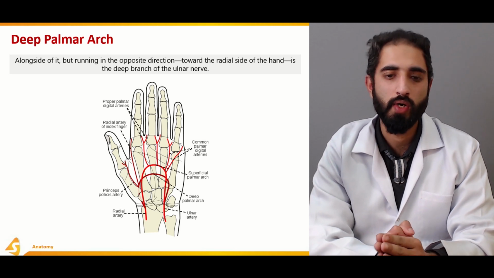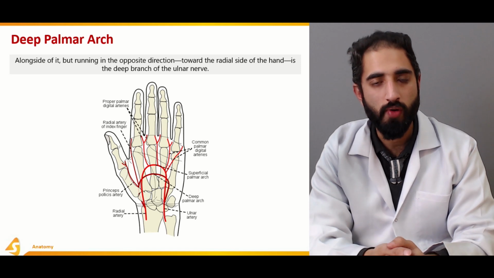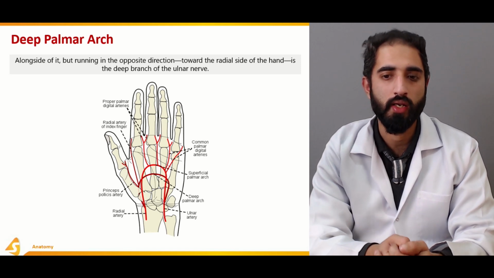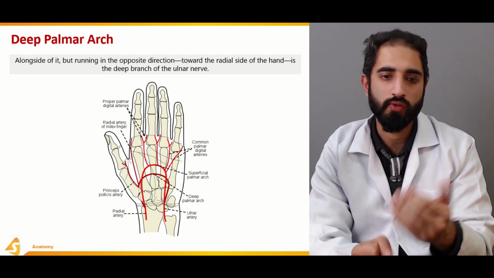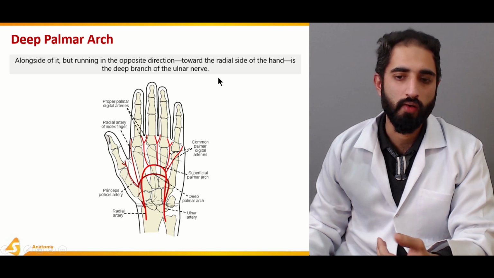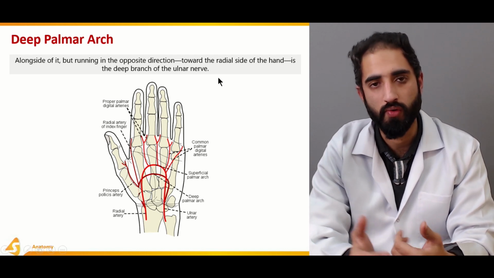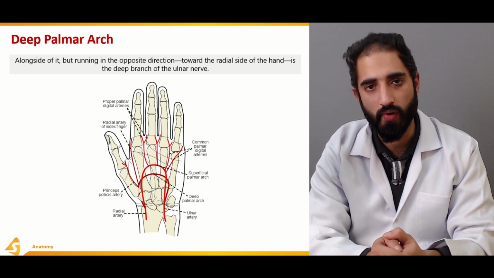Alongside of it, but running in the opposite direction, we have the deep branch of the ulnar nerve, which is located slightly lateral to the deep palmar arch. So we have the deep branch of the ulnar nerve toward the radial side of the hand, but running parallel in an opposite direction to the deep palmar arch.